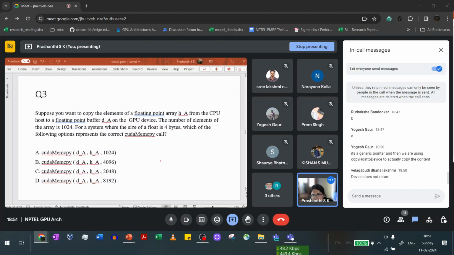Let's move to the next question. Suppose you want to copy the elements of a floating point array h underscore a from the CPU host to a floating point buffer d underscore a on the GPU device. The number of elements of the array is 1024. For a system where the size of float is 4 bytes, which of the following options represents the correct CUDA memcopy call? Here are 4 options. Think about it.